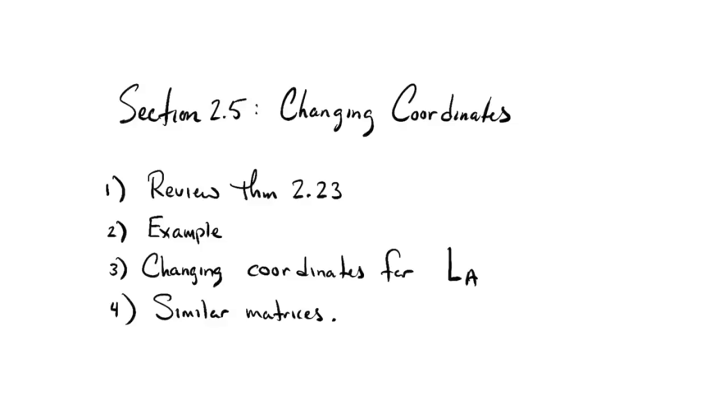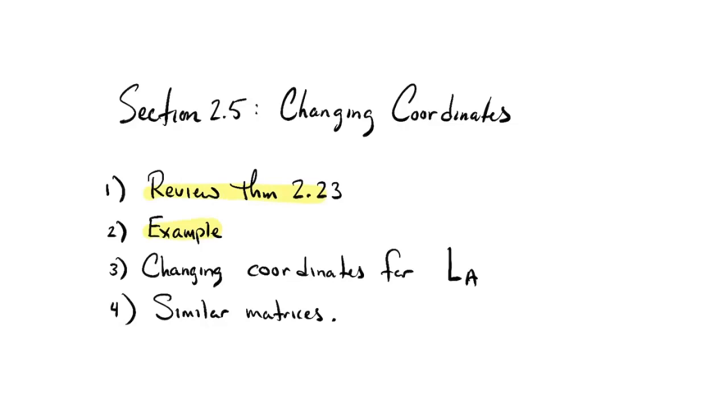All right, welcome back to linear algebra. We're going to finish up section 2.5 on changing coordinates. Just want to review that theorem 2.23 about changing the matrix of a linear transformation from one ordered basis to another, representing it in one ordered basis to another. I want to do a couple of examples to illustrate how this stuff looks in specific settings.